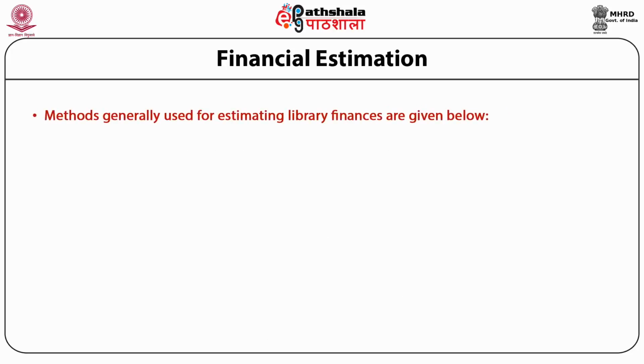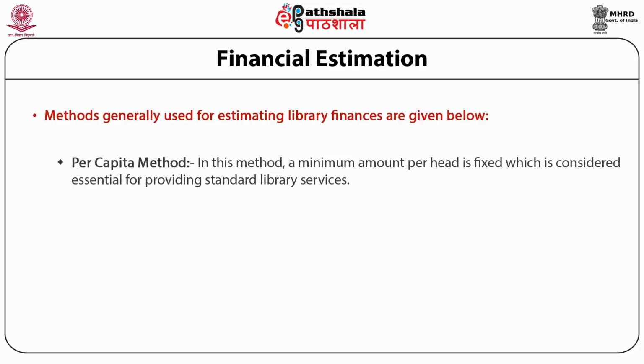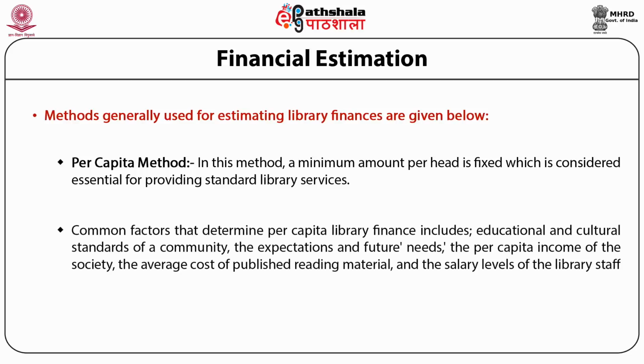The generally used methods for financial estimations begin with the per capita method. In this method, a minimum amount per head is fixed, which is considered essential for providing standard library services. Common factors that determine per capita library finance include the educational and cultural standards of a community, the expectations and future needs, the per capita income of the society, the average cost of published reading material, and the salary levels of the library staff. So this is what the per capita method requires: these common indicators or factors to calculate per capita library finance.